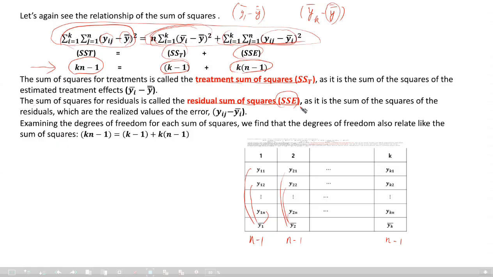Let's see here. The sum of squares of residuals are the realized values of the errors. Examining the degrees of freedom for each sum of squares, we find that degrees of freedom also relate like the sum of squares. Okay? Get it? It is not difficult anyway, I think, and I think my explanation is easy to understand.